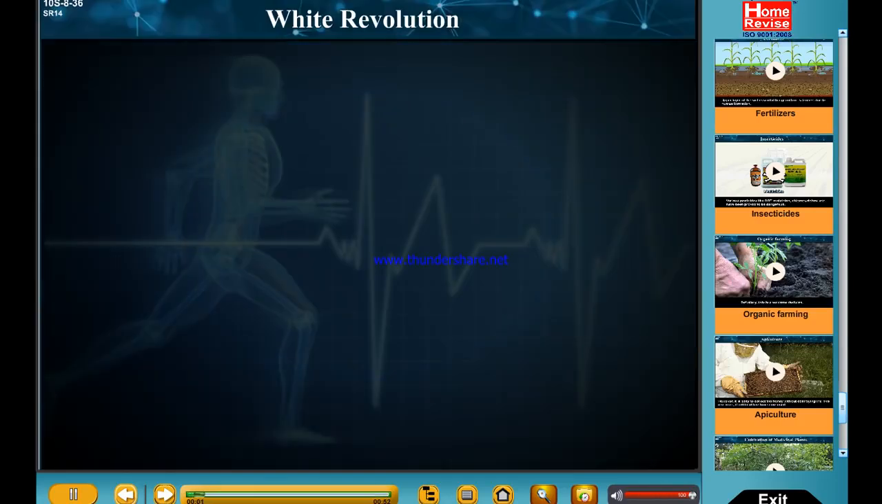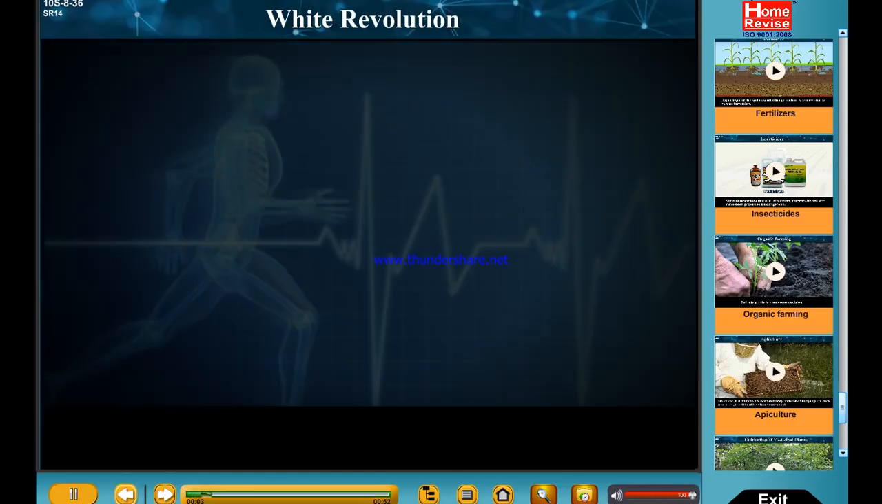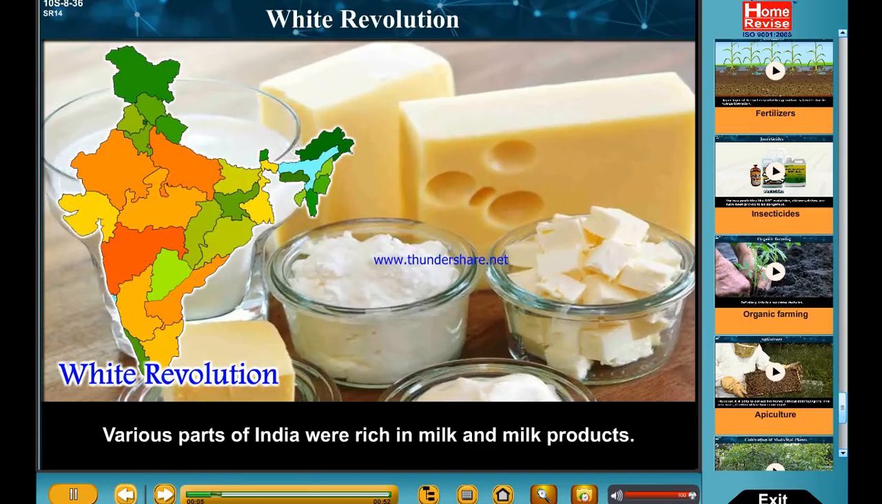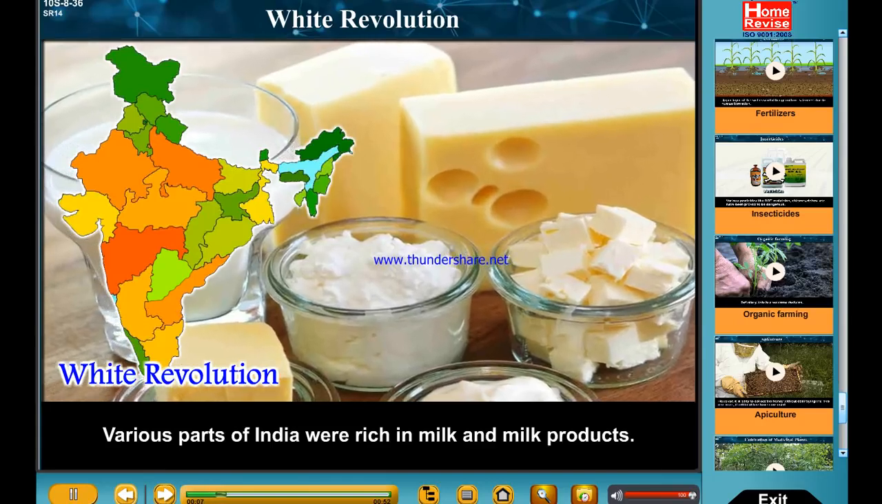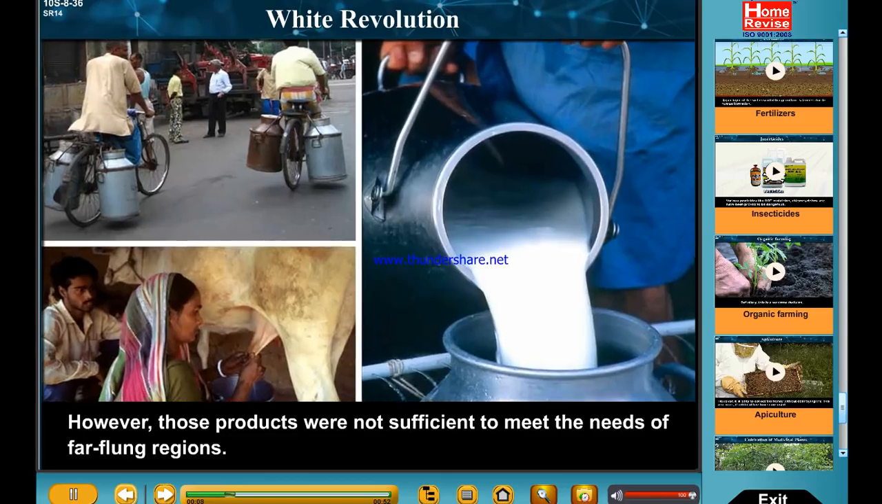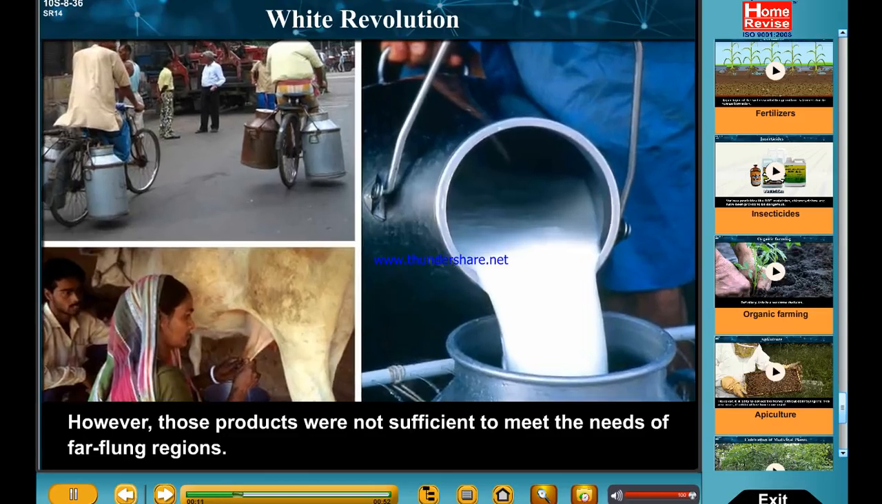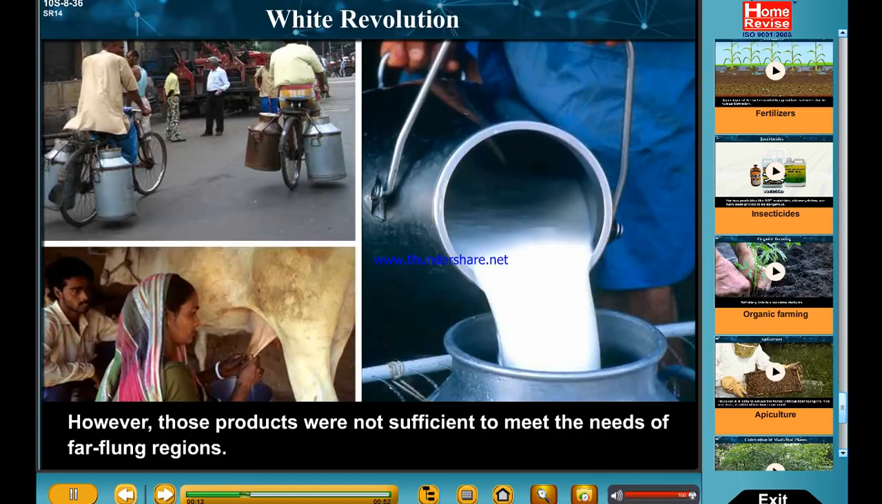White Revolution. Various parts of India were rich in milk and milk products. However, those products were not sufficient to meet the needs of far-flung regions.